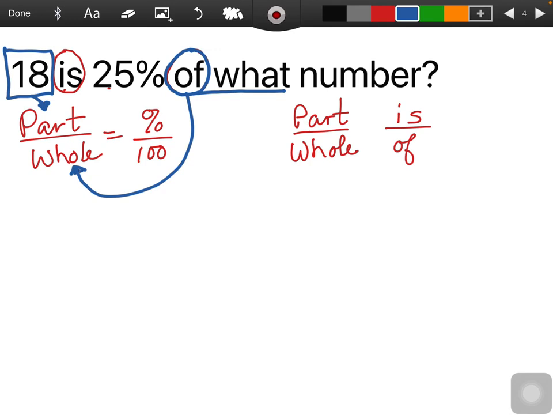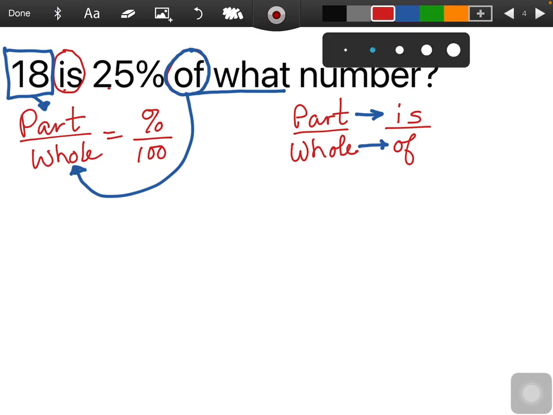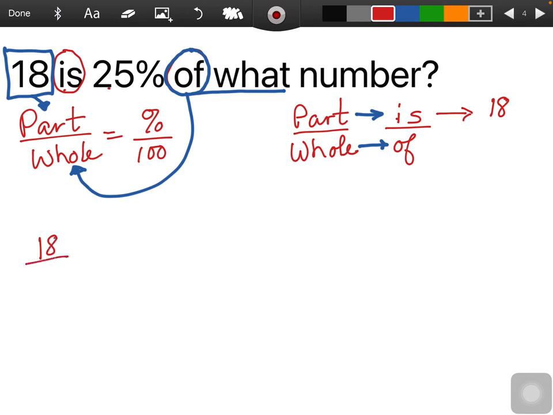Okay, so my part is the same as the word "is." The whole is the same as the word "of." So when you're working these kinds of problems, if you remember, part over whole is percent over 100, they're exactly the same. So you would set this up the exact same way. 18 is means it goes here at the top. So 18 is 25%. Well, I know I've got my is, my of, and my percent, which is my part, my whole, and the percent.